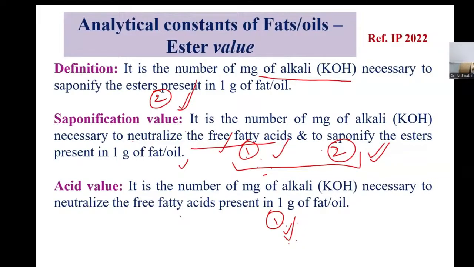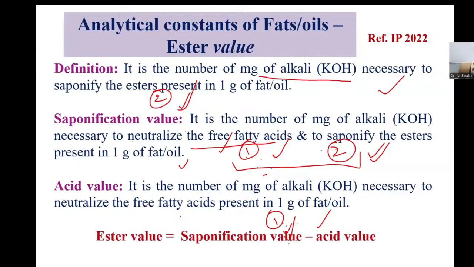When we are performing saponification value, we will come to know how much potassium hydroxide is needed to perform both 1 and 2 processes. But what we want is only how much alkali is needed for the second process. Now if we have acid value also, we will come to know exclusively how much alkali is needed to neutralize or to perform the first process. Then we can just subtract the acid value from the saponification value. Once you subtract the acid value from the saponification value, we will get the value for 2. That is the alkali needed to saponify the ester.